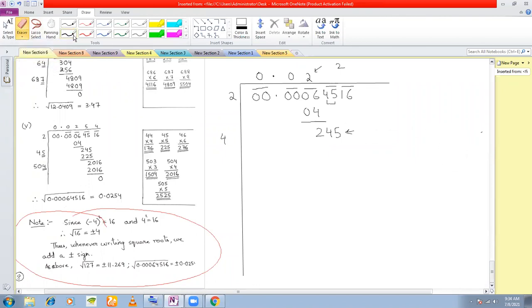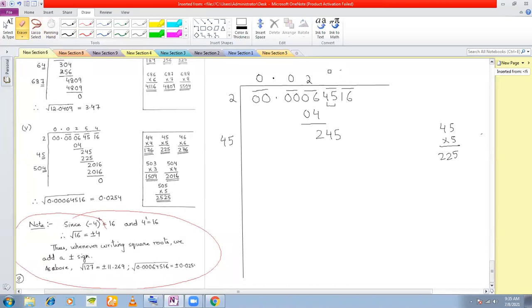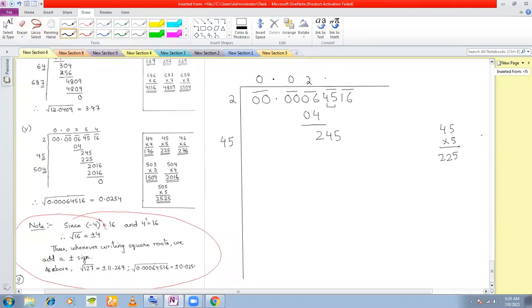The next number before 6 is 5. So we try with 45. So we insert a 5 here and we try 45 into 5. We get 225. So that's less than 245. So this is okay. So we keep the 5 here, and on top here, in between 4 and 5, we write a 5. And 45 into 5, we have got 225. So we write 225. Subtract. Get 20. Now bring down this pair, 16. So get 2016.